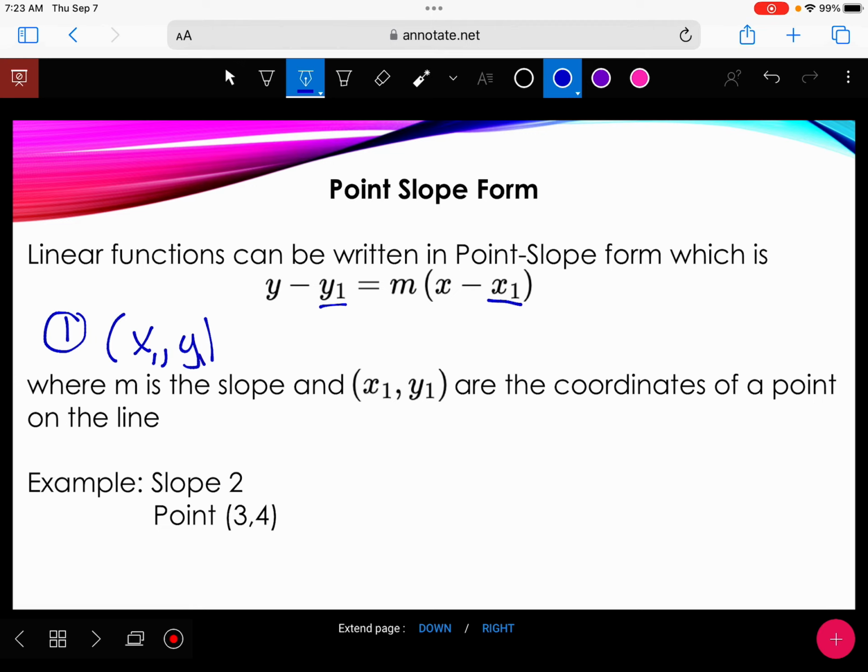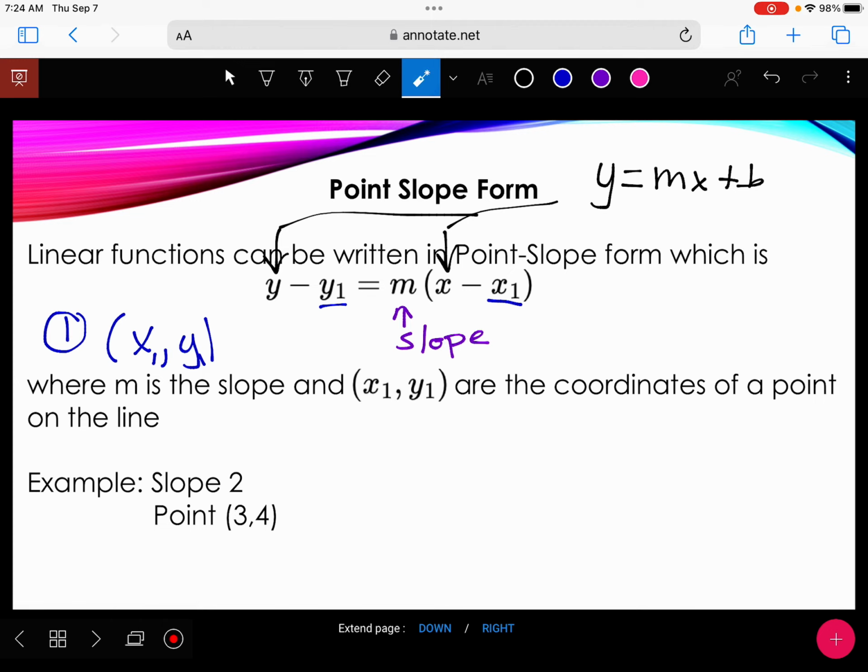The x and the y without the little numbers are the x and the y that normally show up in slope-intercept form, y equals mx plus b. This is that y, and this is that x. So those x and y are going to stay x and y in our equation. M is still our slope. So to write point-slope form, we use a point and we use a slope, and we plug the pieces in.